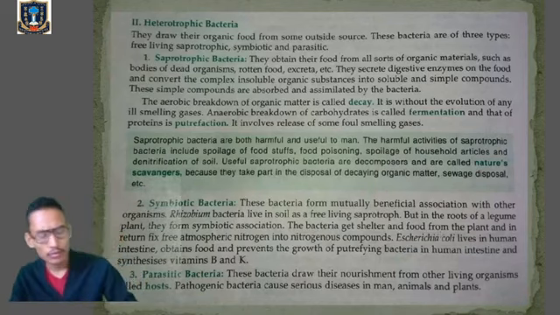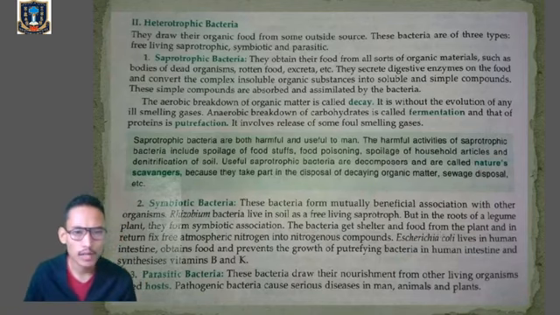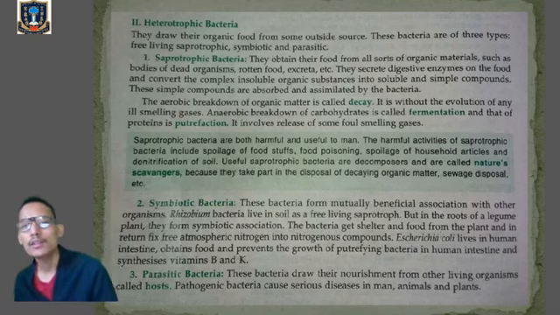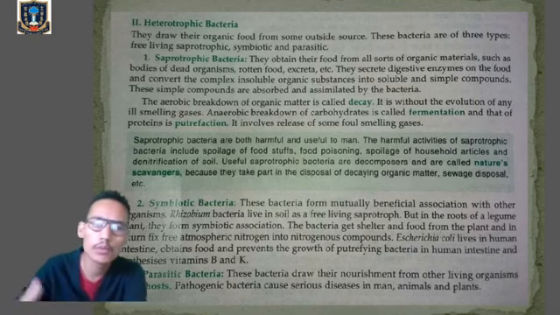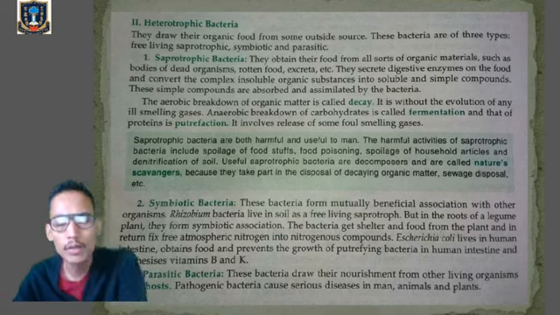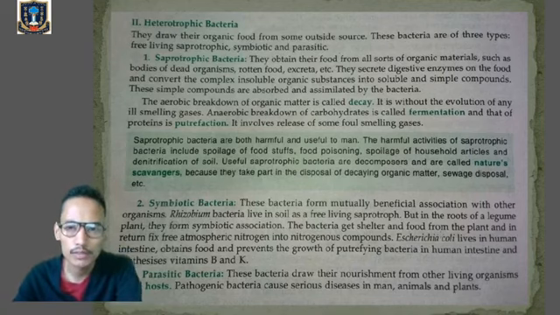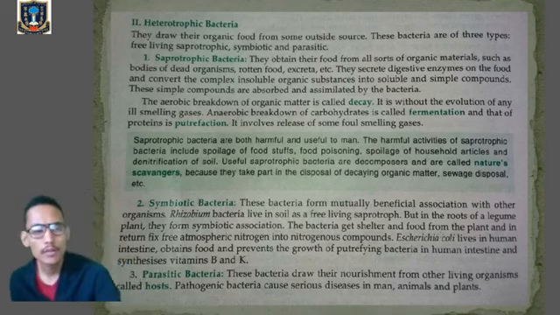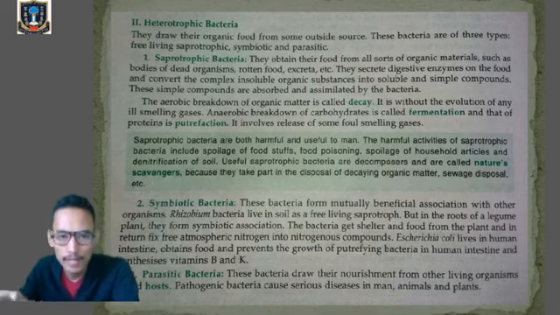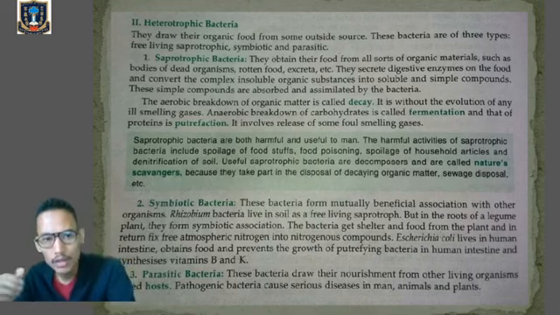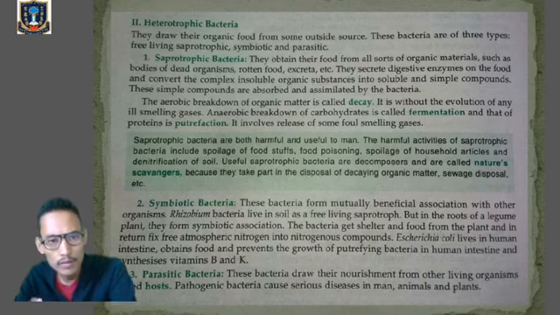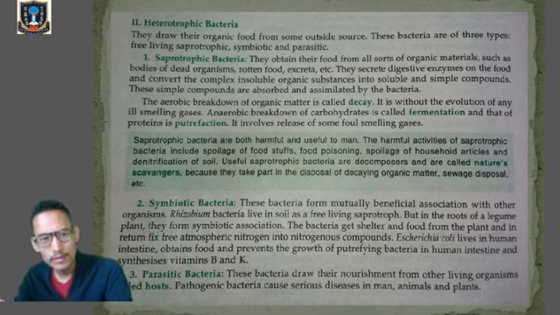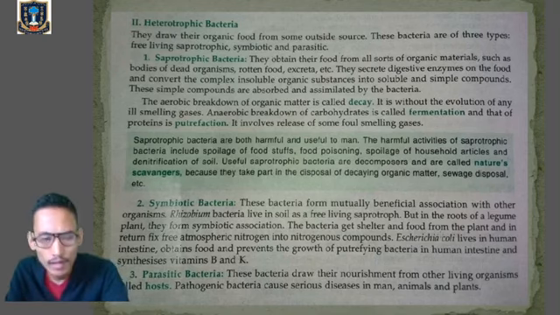Then the second type of bacteria is called heterotrophic bacteria, which will draw their organic food from other sources. They are not able to prepare their own food. Clear? So they will depend on other sources for food materials. Heterotrophic bacteria are of three types: saprotrophic bacteria, symbiotic bacteria, and parasitic bacteria.